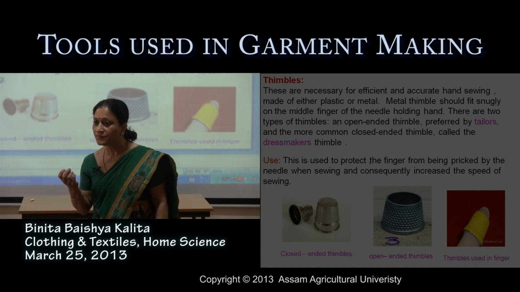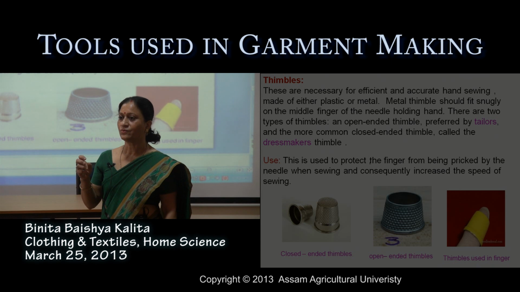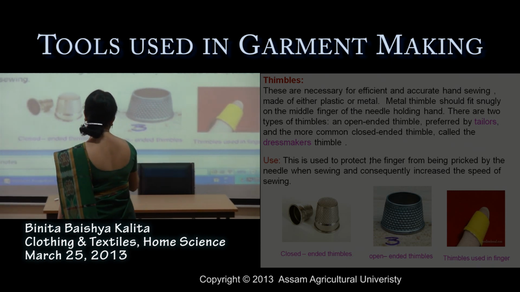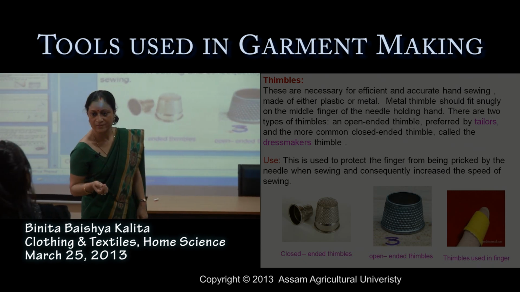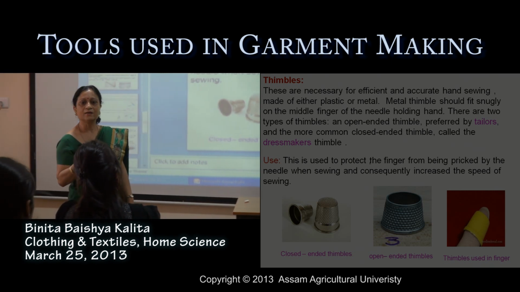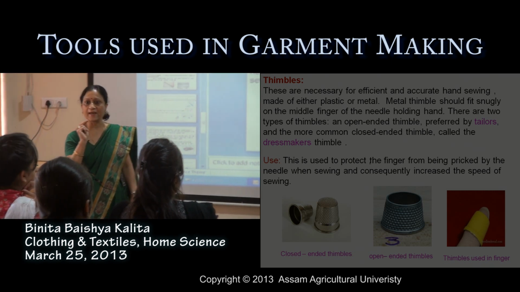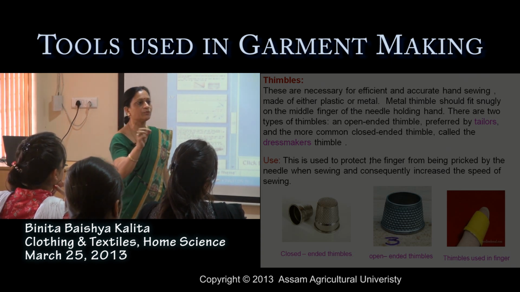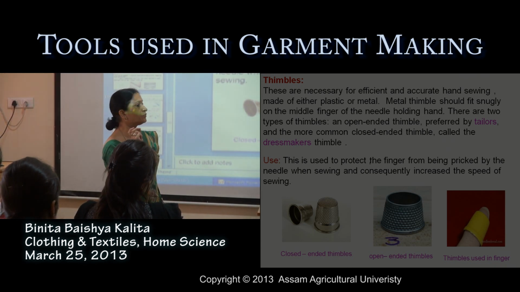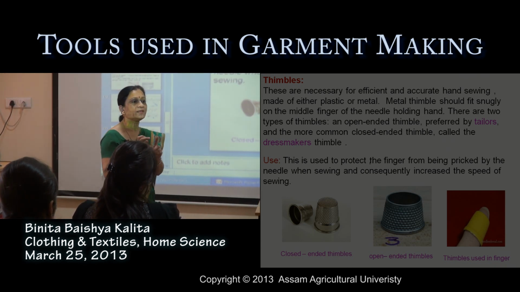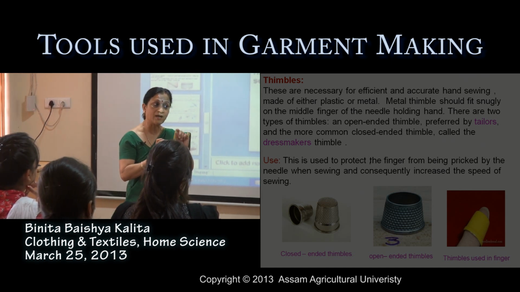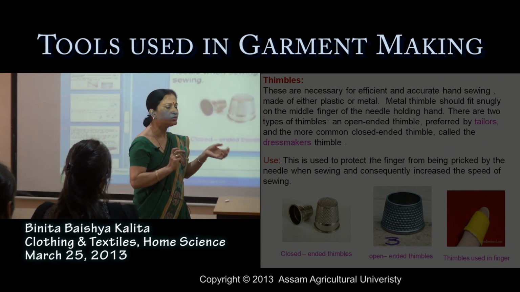To protect the finger as well as to increase the speed of stitching. Okay. So this thimble is made of metal or plastic, and it is worn on the middle finger of the working hand. The working hand means the hand in which you are holding your needle, and on that hand you have to wear this thimble on the middle finger. And it is very important that the thimble should be snugly fitted. That means it should not be loose, and it should not be too tight.